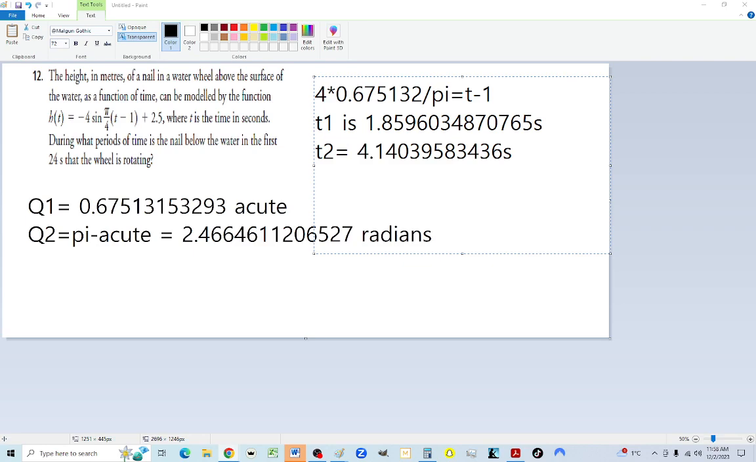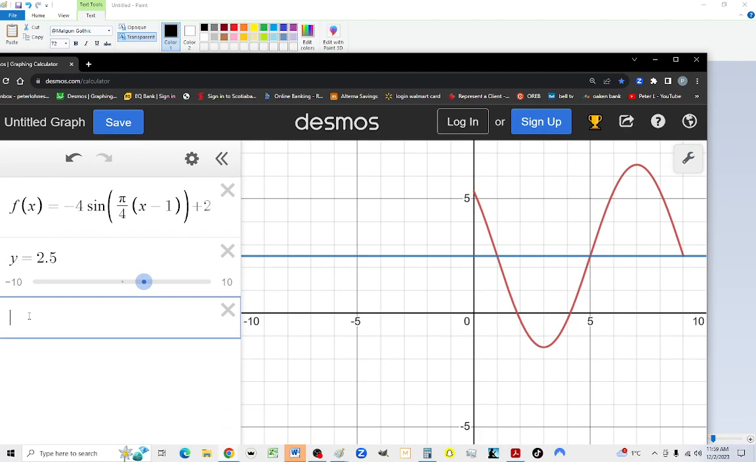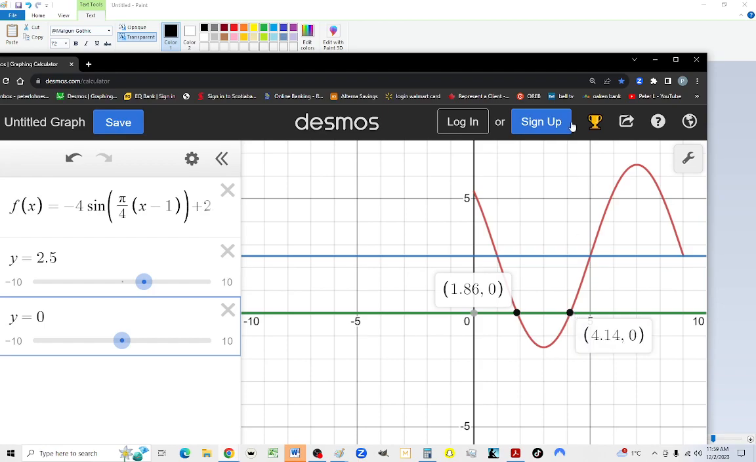I'm just going to call it f of x is equal to minus 4 sine open brackets pi over 4 open brackets x minus 1 close brackets close brackets plus 2.5. Here's our water wheel. I'm going to just give it 1 cycle, from 0 less than or equal to x less than or equal to 9. And I'm going to put our axis at the 2.5. The x-axis down here, y is equal to 0, represents the water, because it's height above the ground, and 0 represents the ground or water. So that means it's entering at 1.86, and it's leaving at 4.14.